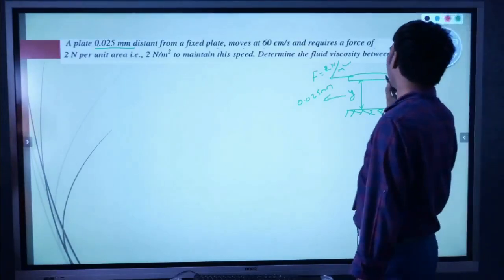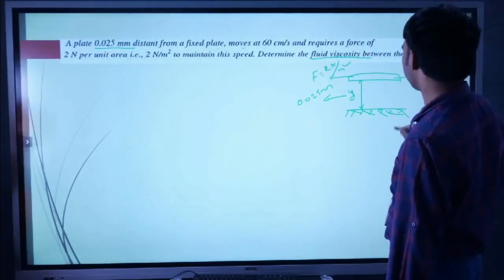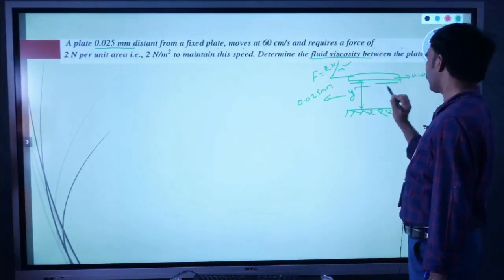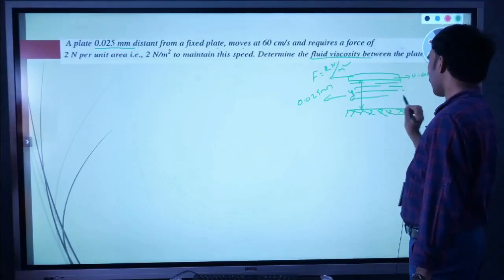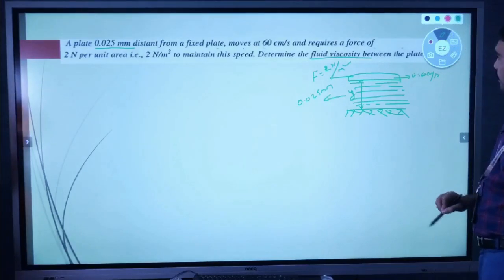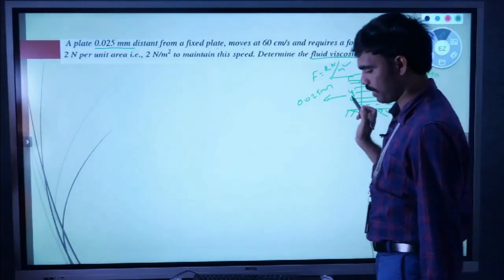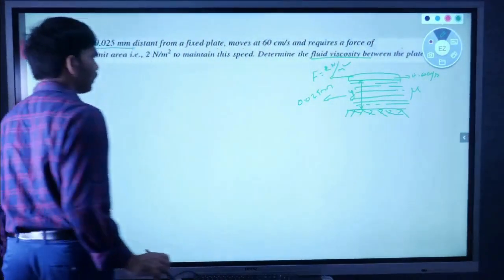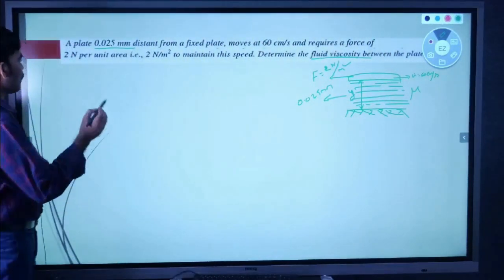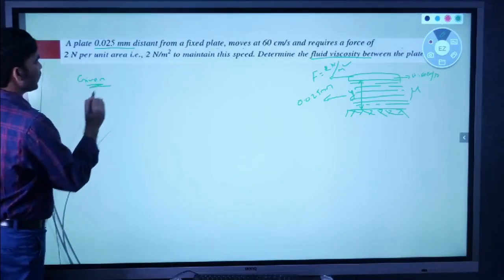So he asks you to find out the fluid viscosity between the plates. So there is a fluid flowing between the two plates, and we have to find out the dynamic viscosity of the fluid between the plates. So how are we going to solve this problem? First, you have to write the given data. What data is given?